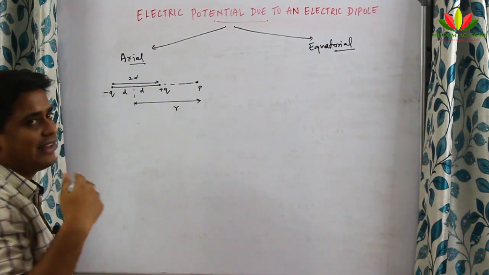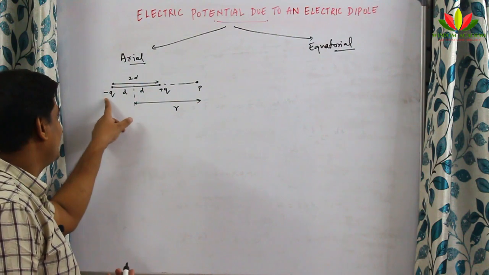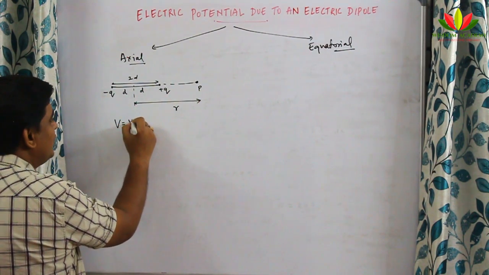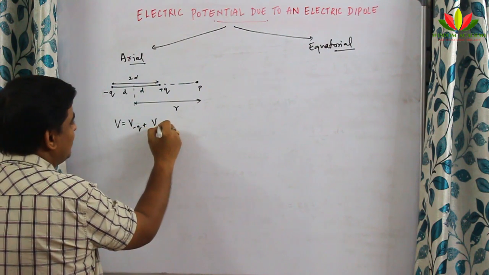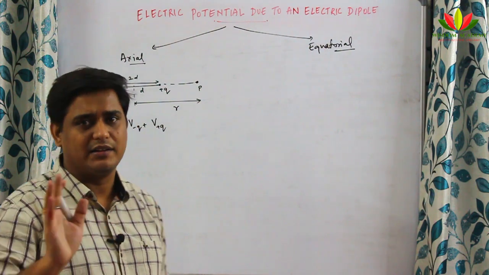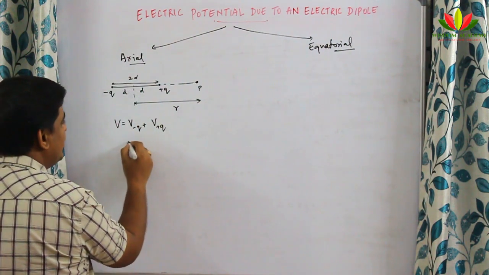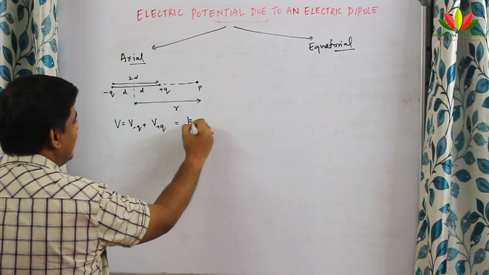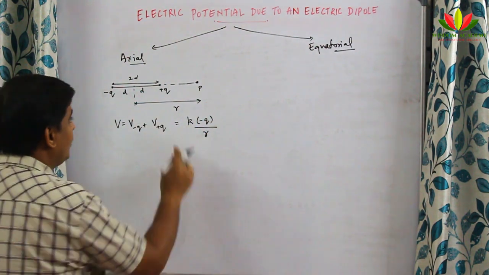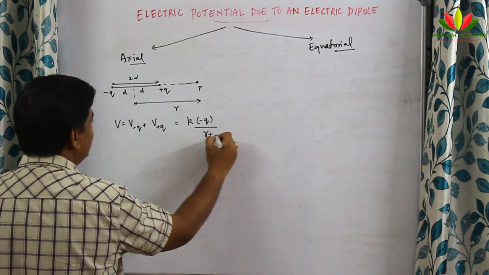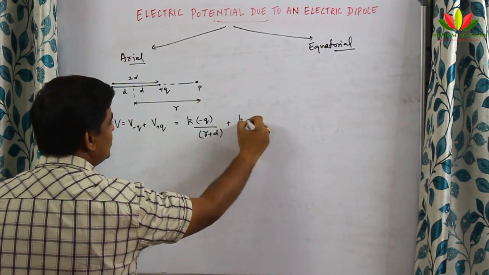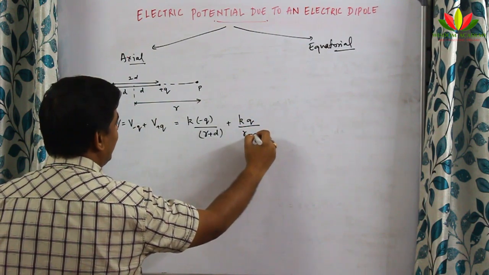Since it is a scalar quantity, we take the potential due to the first charge and the potential due to the second charge. So the net potential V will be equal to V of minus q plus V of plus q. Remember that being a scalar quantity, it will be just algebraically added. Now, what is V due to minus q? It is k into minus q by r plus d. And what about plus q? K into q by r minus d.